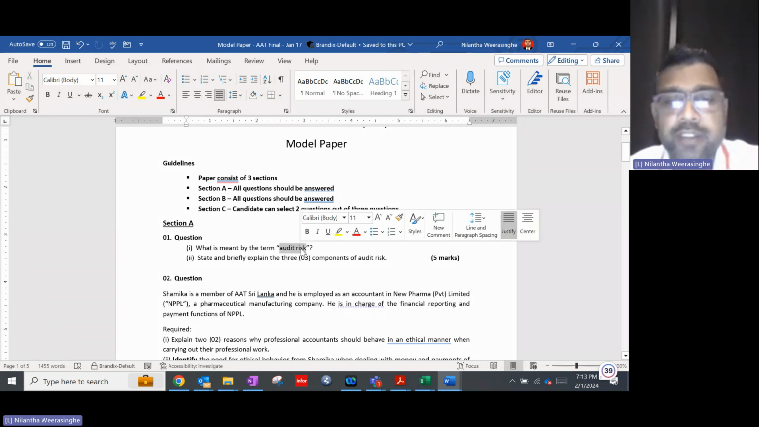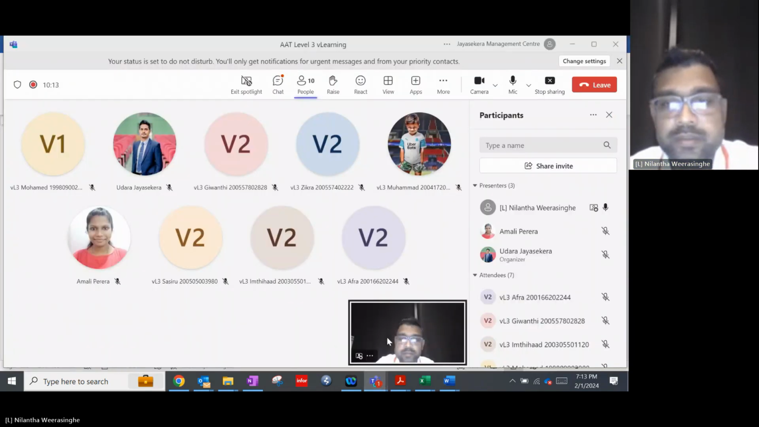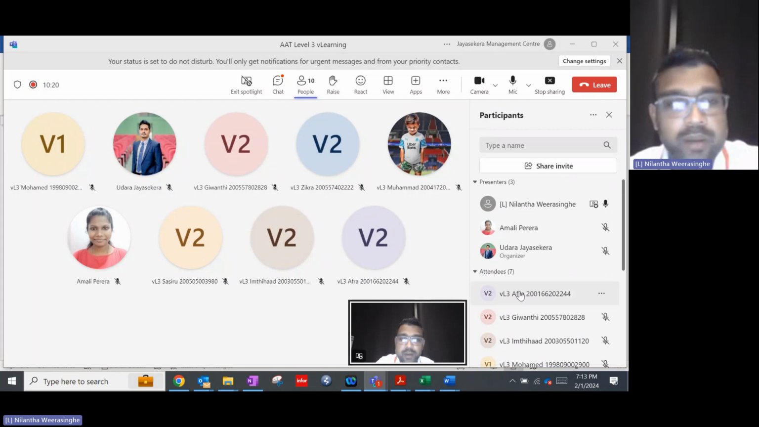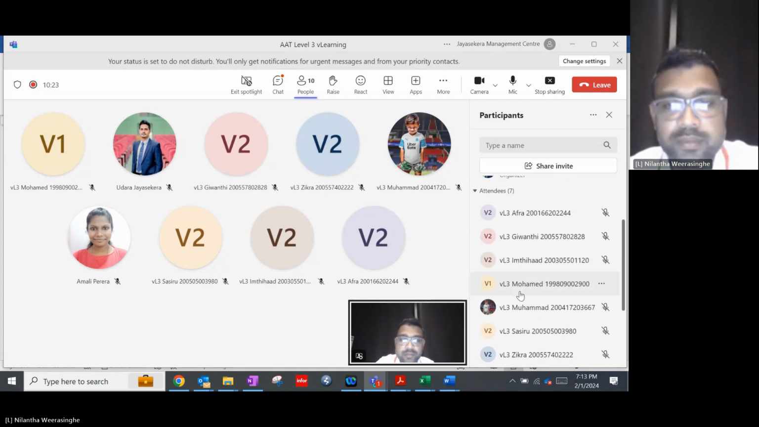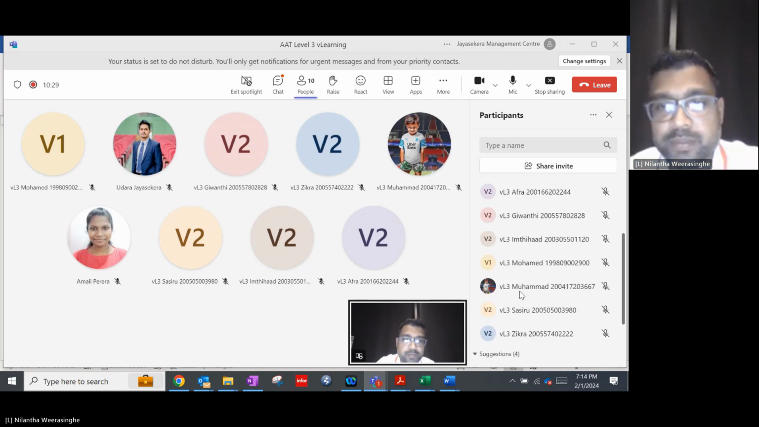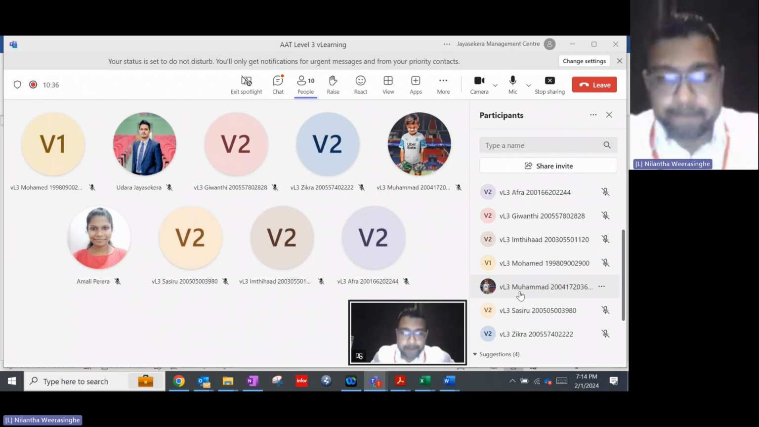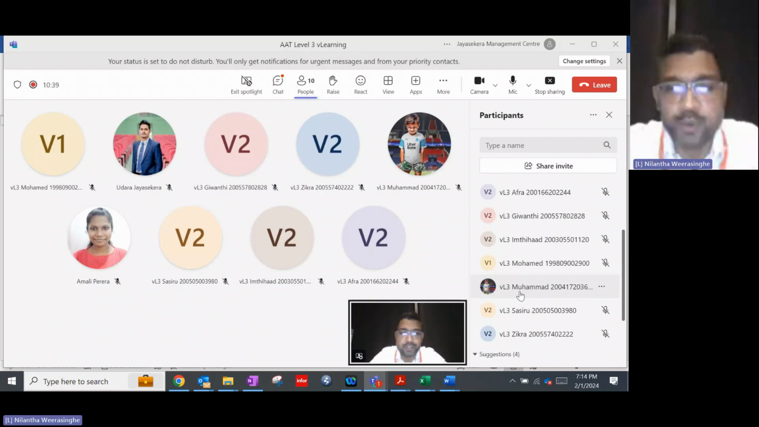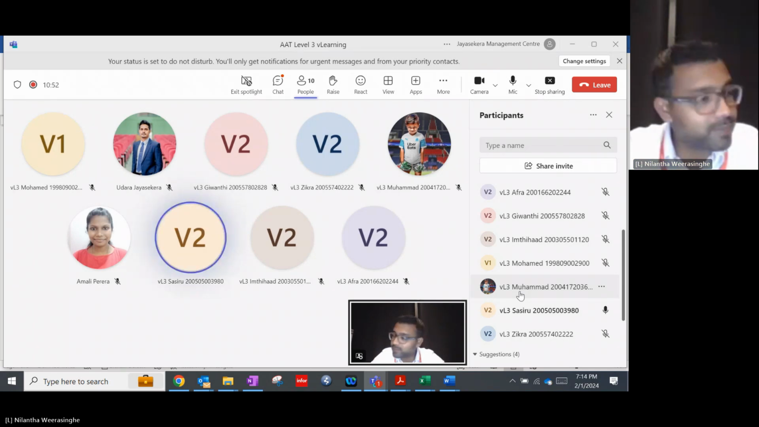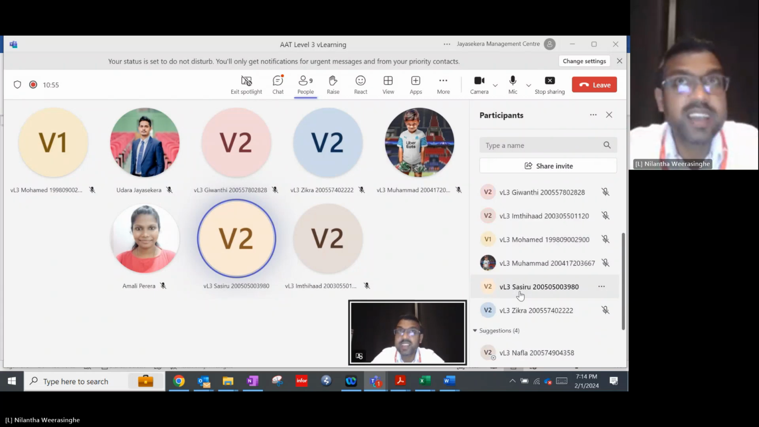Audit risk. Can someone explain to me what audit risk is? Short answer. Come on. Otherwise, I have to name someone. I can see your names here. Jivanti. How do you explain audit risk? Come on, we have 2 hours. Mohammed. Cicero. Auditor expressing an inappropriate audit opinion on the financial statements.